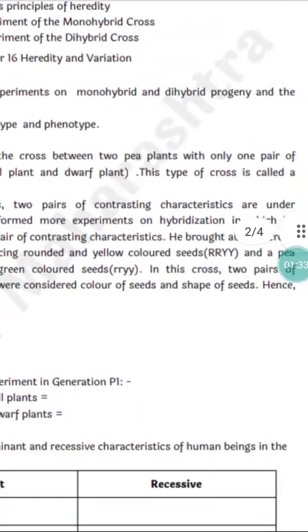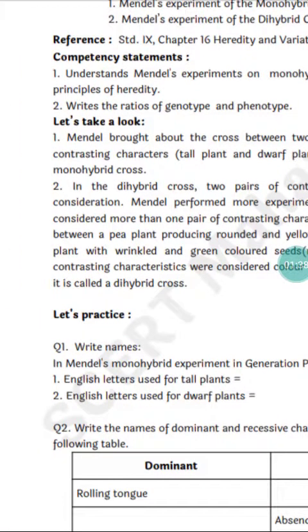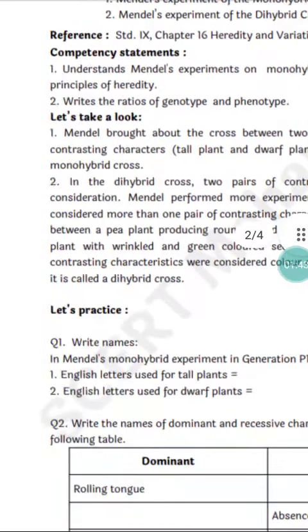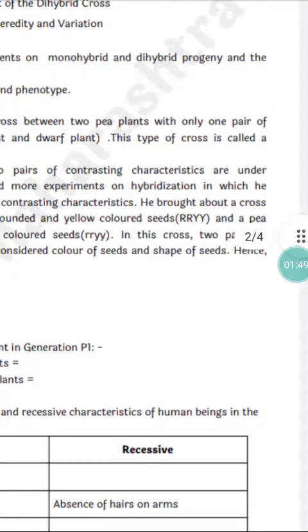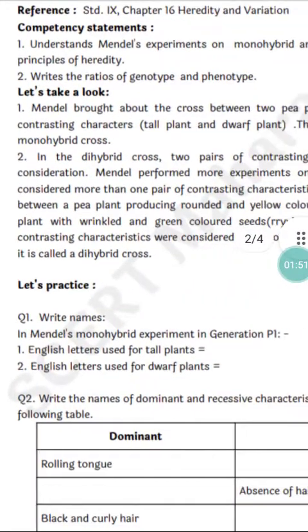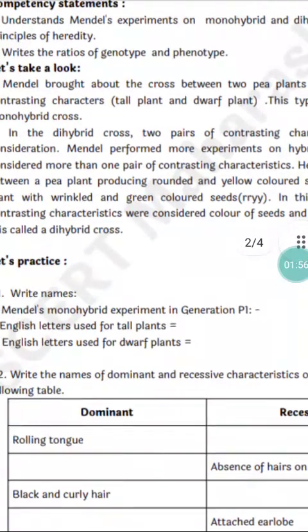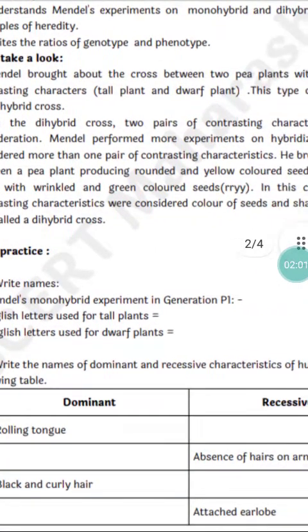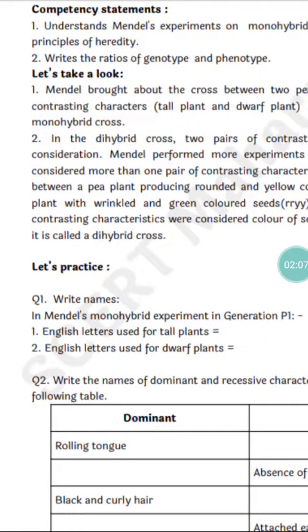Mendel performed more experiments on hybridization, in which he considered more than one pair of contrasting characters. He brought about a cross between a pea plant producing rounded and yellow colored seed and a pea plant with wrinkled and green colored seed. In this cross, two pairs of contrasting characters were considered, that is the color of the seed and the shape of the seed. Hence, it is called a dihybrid cross. Di means two. Two characters are considered here.